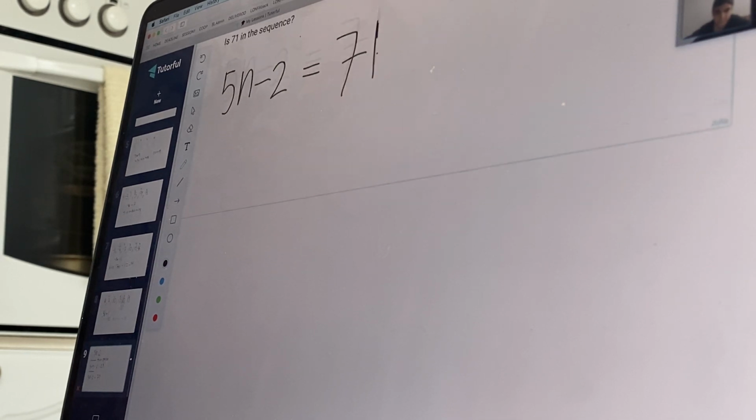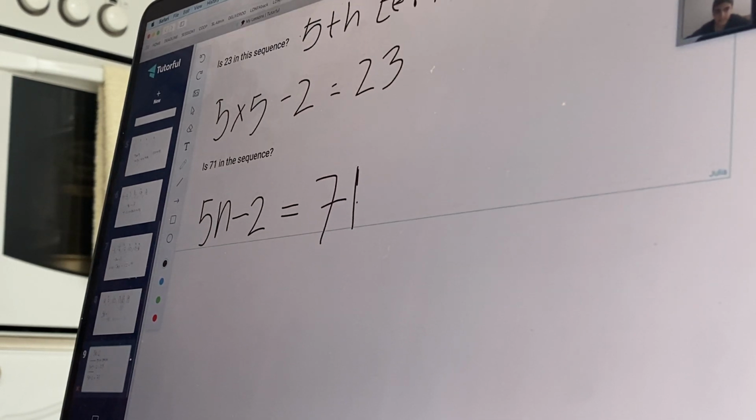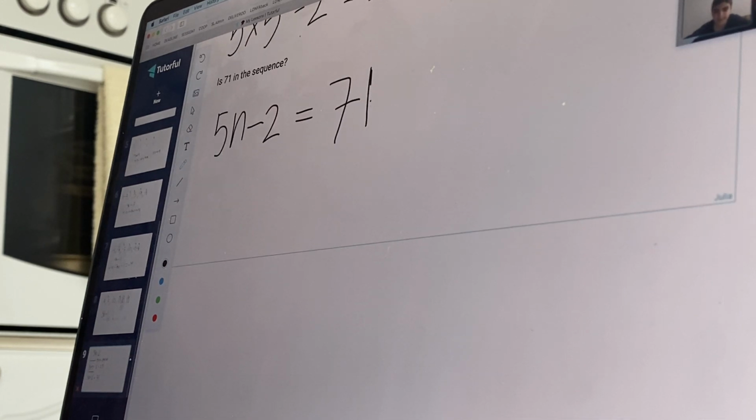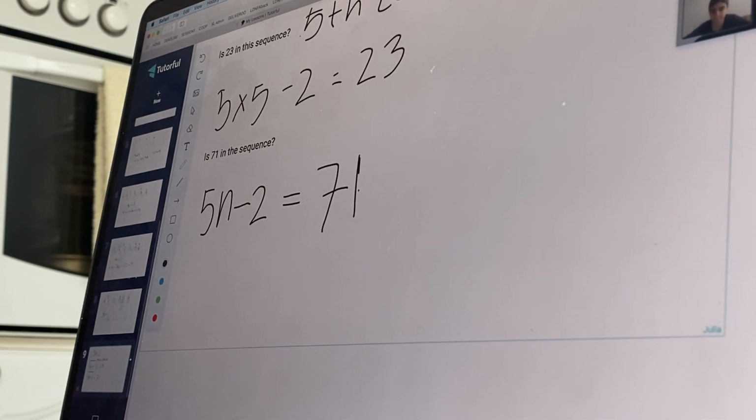Yeah? Can you see it? So if you just scroll down a tiny bit, just underneath where it's written, 71. Yes, it is. How can we check?